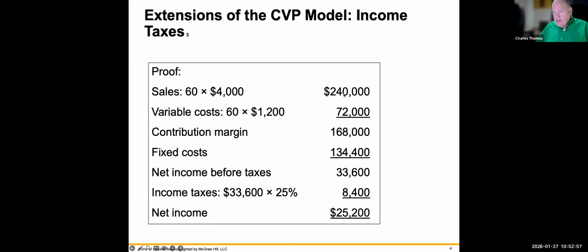The arithmetic proceeds as it did before. And then you can prove that back by working from sales through the variable cost, calculating contribution margin, subtracting off the fixed cost, getting to the net income before income taxes, subtracting off the income taxes at 25% of the 33,600, and we get to 25,200. And that proves back that our calculations worked out. It was arithmetic, so no surprise that it proves back, but it's useful to see it.